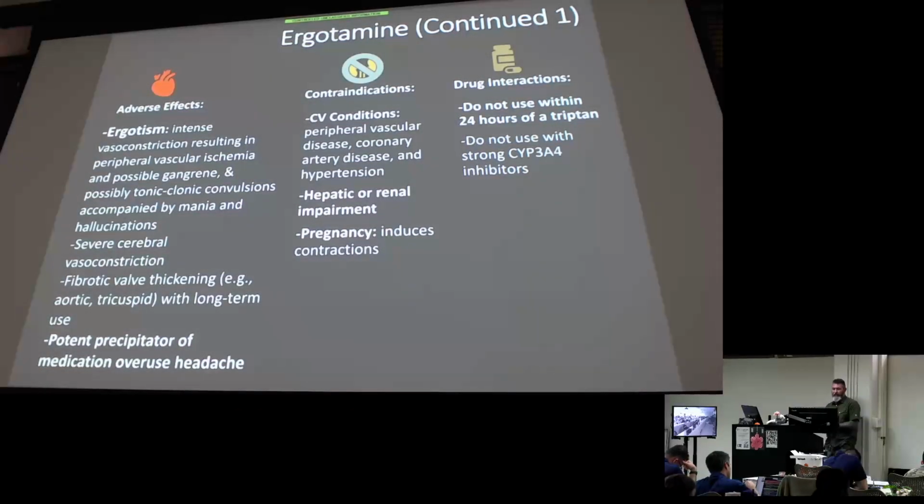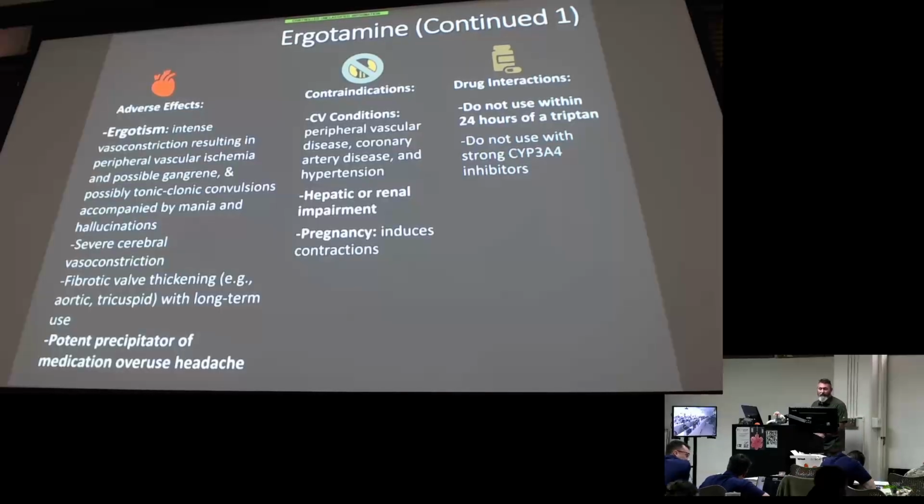Adverse effects. So bad it has its own name. Ergotism. If it's so bad that it has its own name, that's usually not a good look for the med, right? Intense vasoconstriction, peripheral vascular ischemia, possibly gangrene. I'll keep my headache, right? No thanks. I don't want the gangrene. Possibly tonic-clonic convulsions with mania and hallucinations. Headache is sounding better than all of these adverse effects to me.